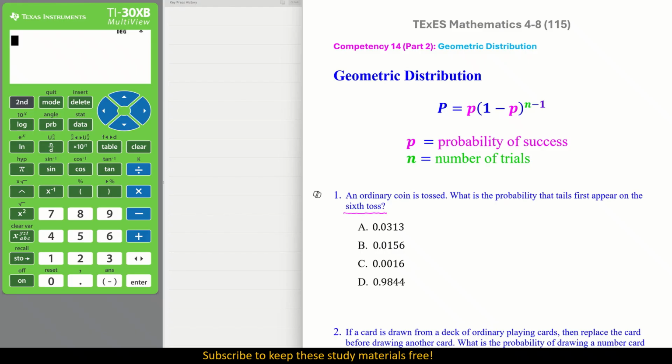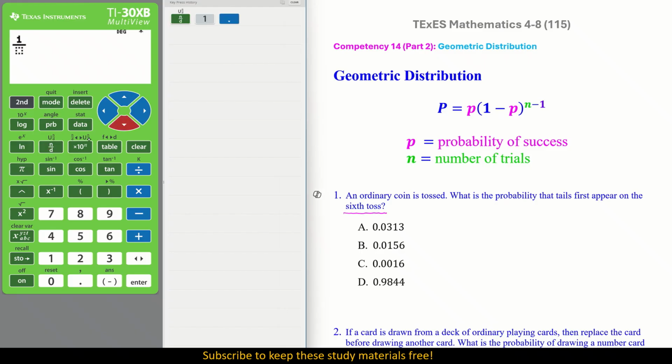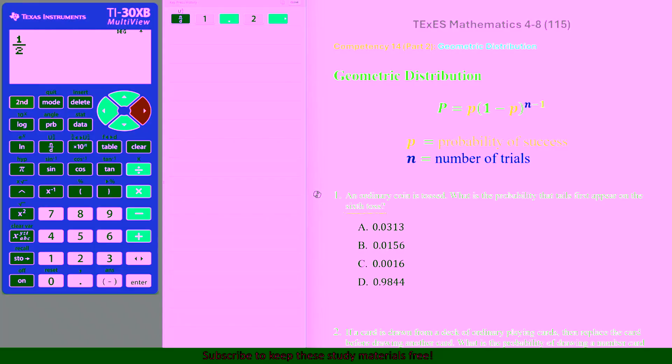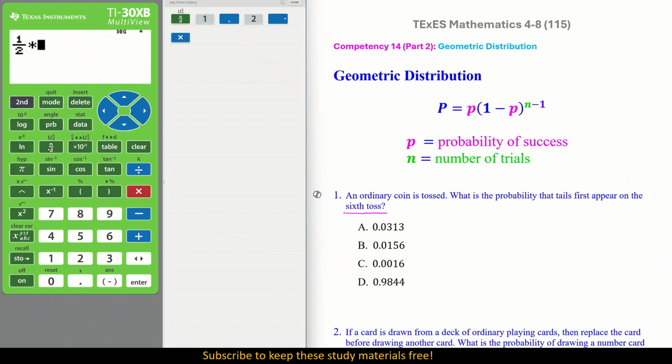Okay, so what do we need? We need the probability of 1 over 2. Well, the probability of it not occurring or not being a success is also 1 over 2. Okay, so we have a fraction of 1 over 2. Now we need to multiply that to the fraction again, 1 over 2. However, we have an exponential for this particular fraction, and that would be 6 minus 1, which is 5. So caret up 5. Now press enter.